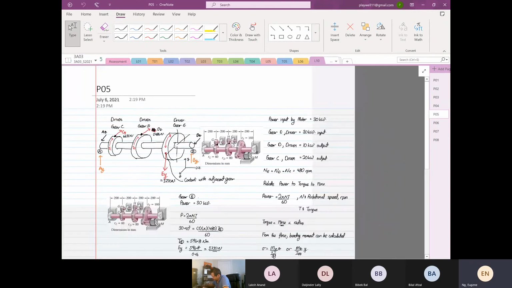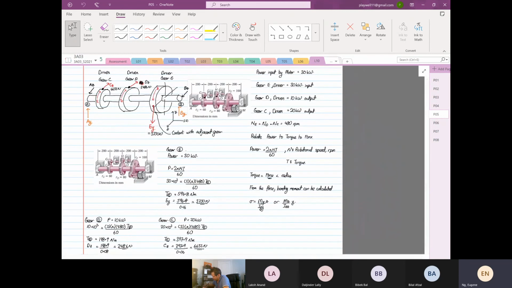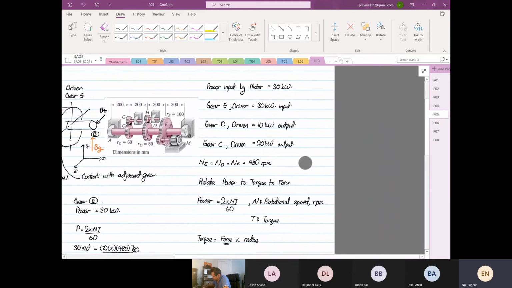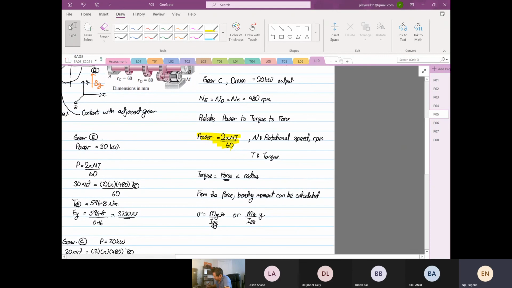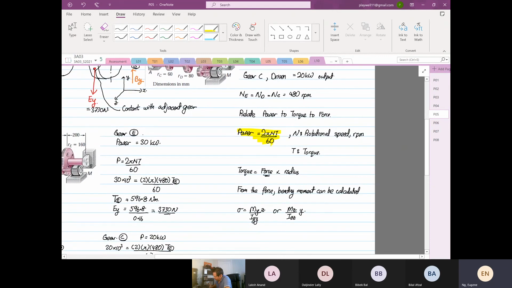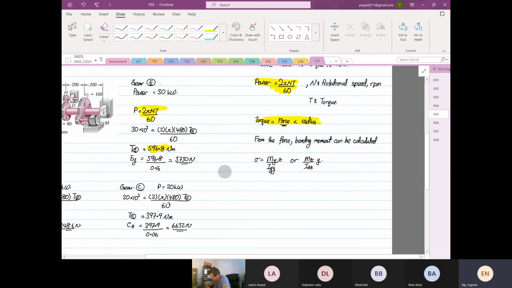Then from here, you start calculating your torque, or your forces. An important thing to take note of is that power is equal to 2 pi NT divided by 60. So given power, torque is power times 60 divided by 2 pi N. This is your torque, and then your force is torque divided by radius. That's the formula that you have to remember, or in your summary sheet, make sure you write this to help you in your term test or your exam.